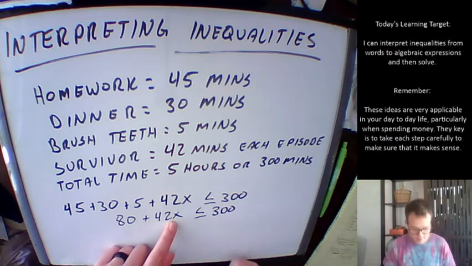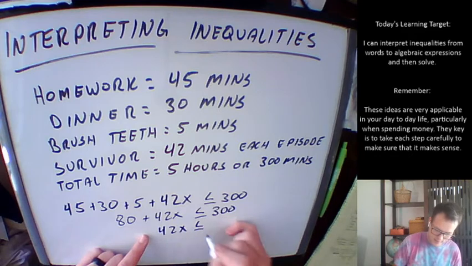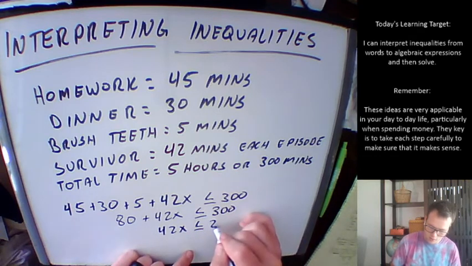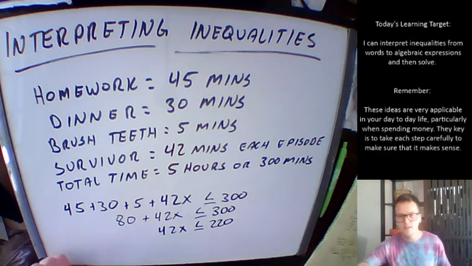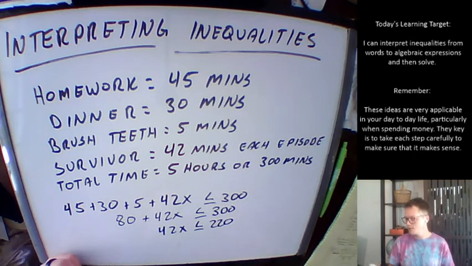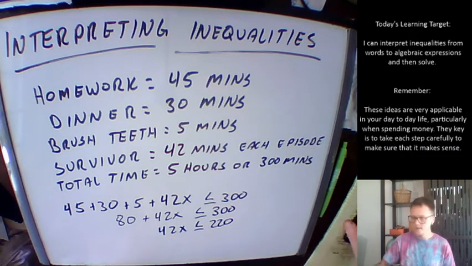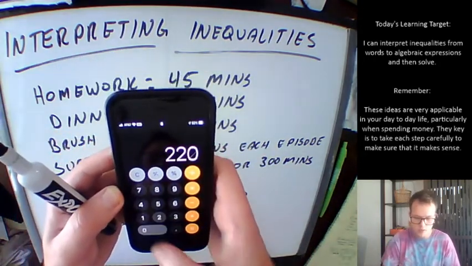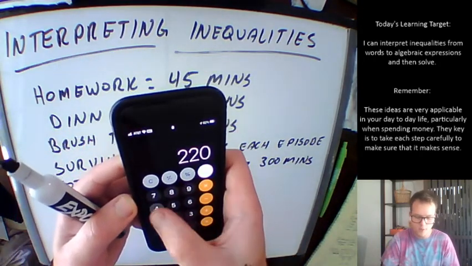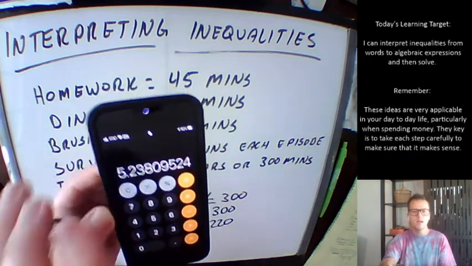It's going to take 2 more steps. Subtract 80 from both sides. We learned that 42x is less than or equal to 220 minutes. Now we need to do some division. I would definitely recommend grabbing a calculator for this one. I'm grabbing mine right now, and we're going to divide both sides by 42. So in my calculator here, I'm going to type in 220 divided by 42, and what comes up is 5.2380, blah, blah, blah.